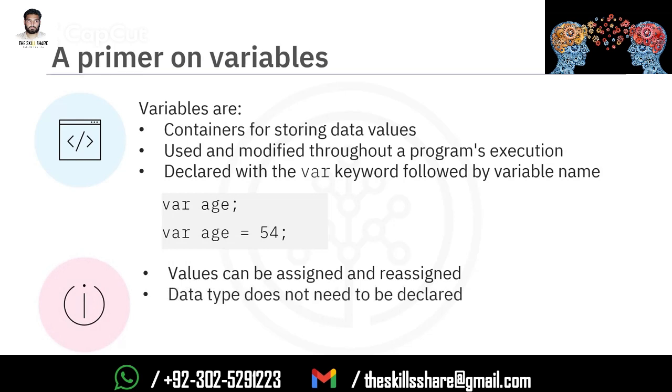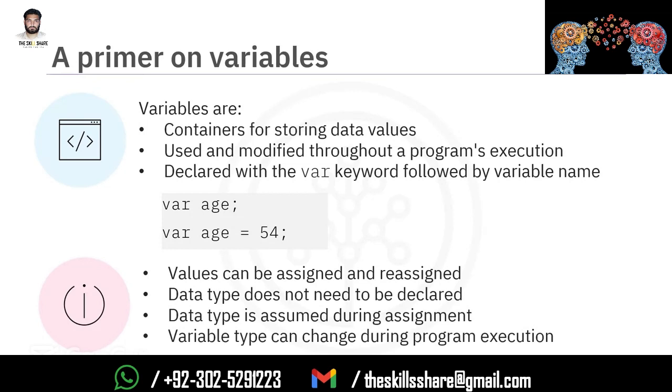Since JavaScript is a loosely typed language, you do not need to declare the data type of a variable. The variable assumes the data type from the value of the field during assignment, and the type of a variable can change during program execution.